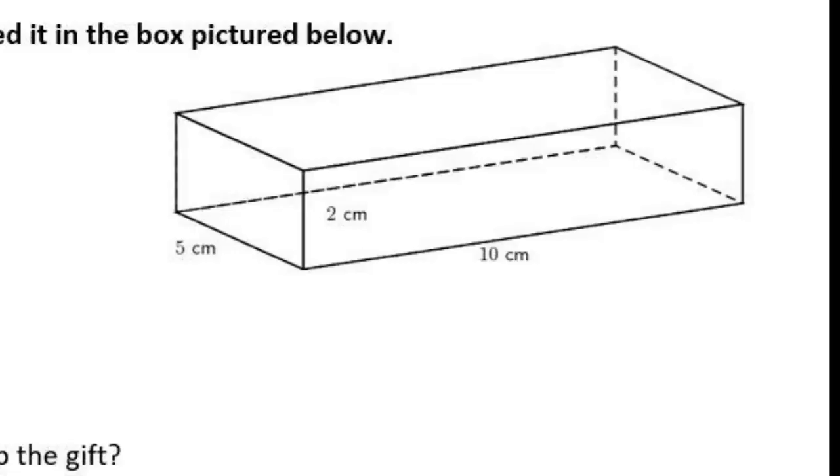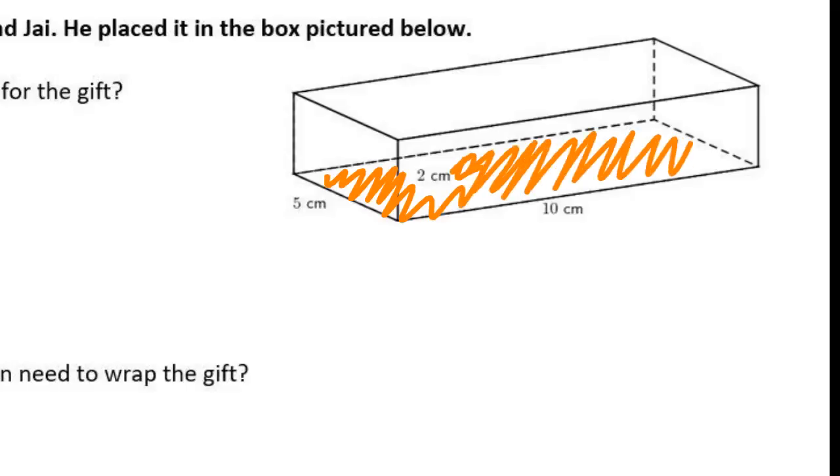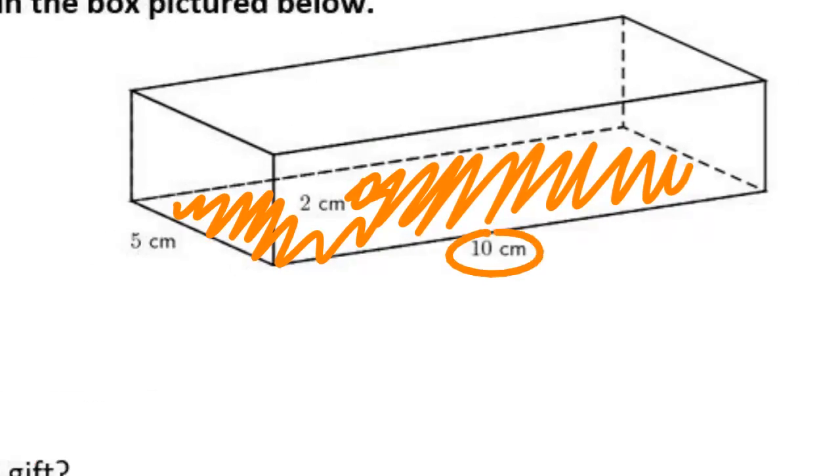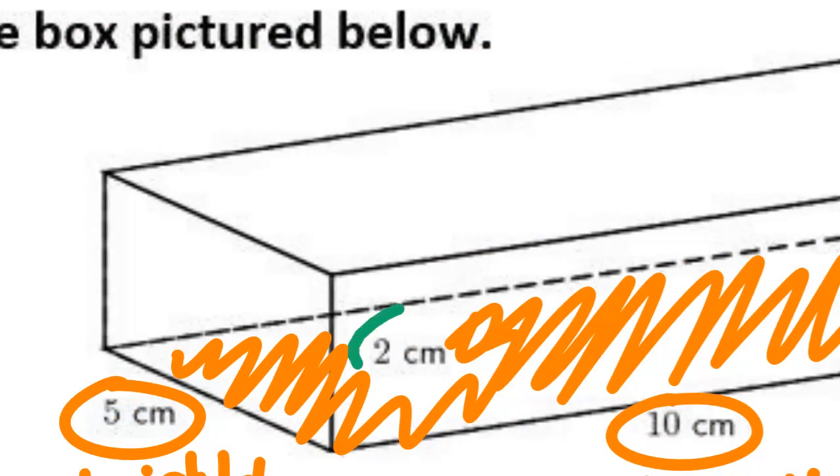You could have done 5 and 2 as the base, and then 10 would be the height. You can decide how to orient this. When we're talking about a rectangular prism, because every single face is a rectangle, you can decide which ones are the bases, but the bases have to be parallel and never touching. So what we went with was that this was the base. So then we had our length and our width, and then the 2 centimeters here is the height.